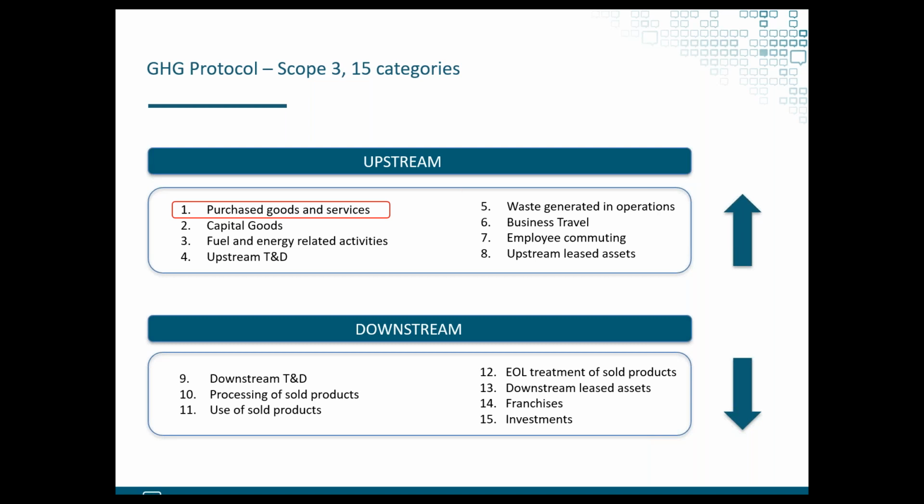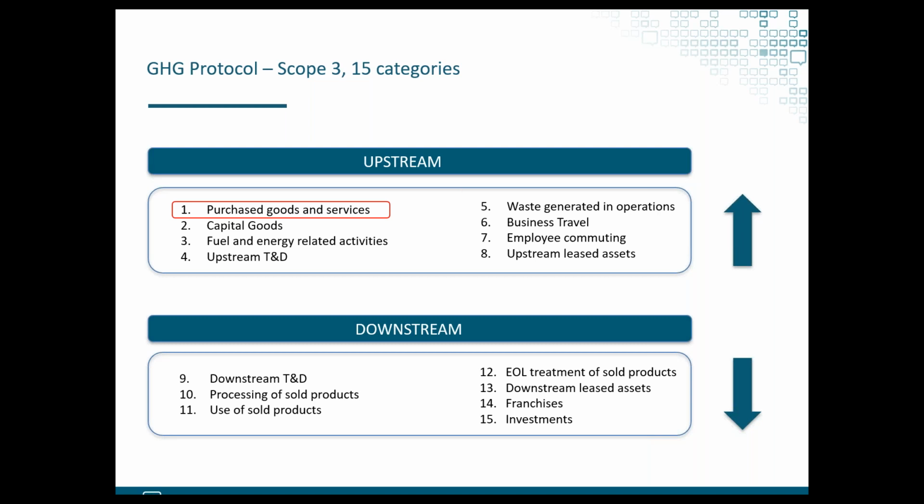So when looking at supplier emissions, the majority of the emissions fall into category 1, which is purchased goods and services. And this is because this includes emissions from all goods and services not otherwise included in the other categories of upstream scope 3 emissions.